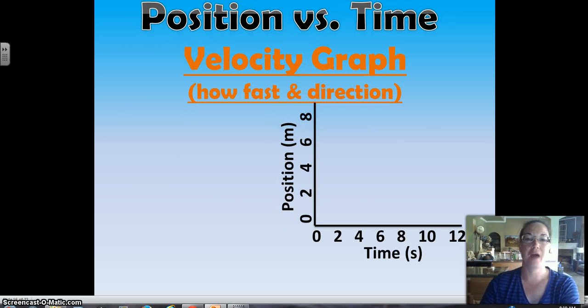The next type of graph is a position versus time graph. So we've simply changed the y-axis here to position over time. A position over time graph describes velocity. And remember, velocity tells you not only how fast something's going, but also the direction that it's traveling in.